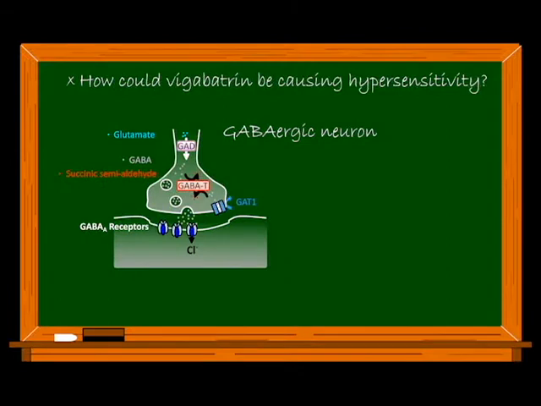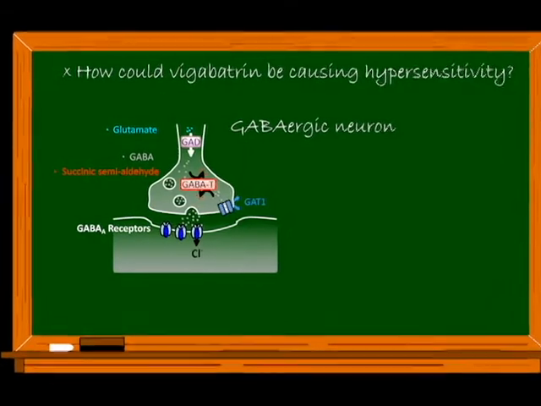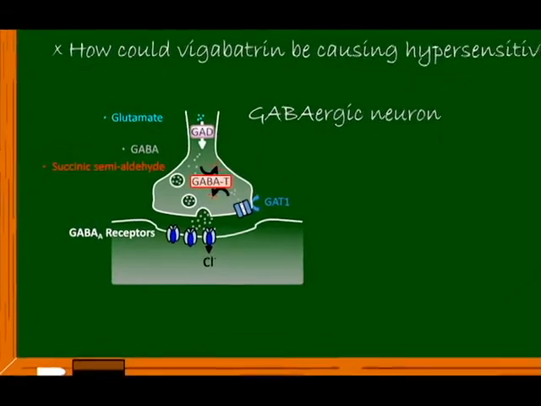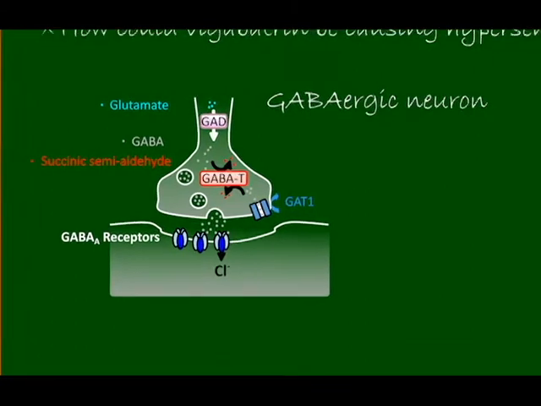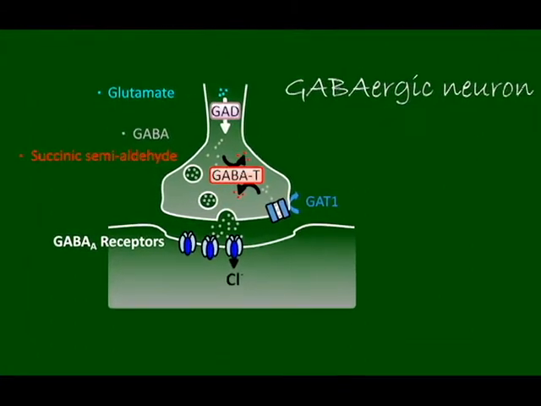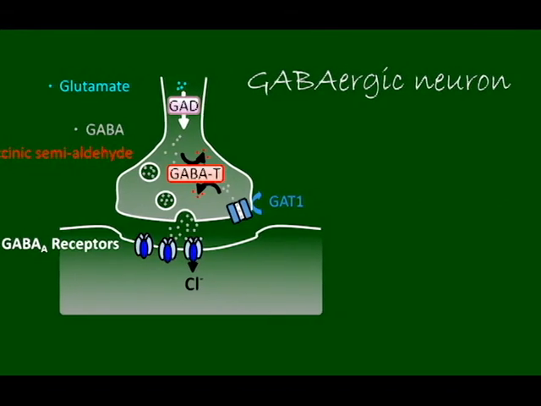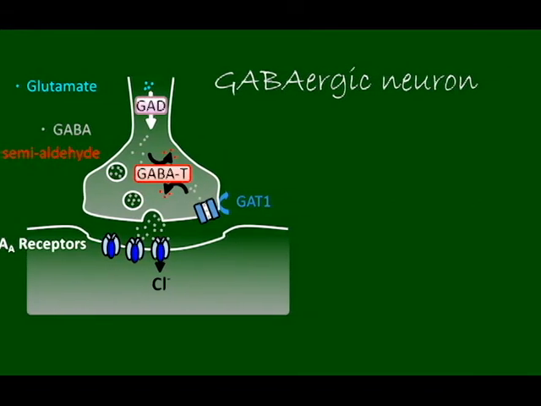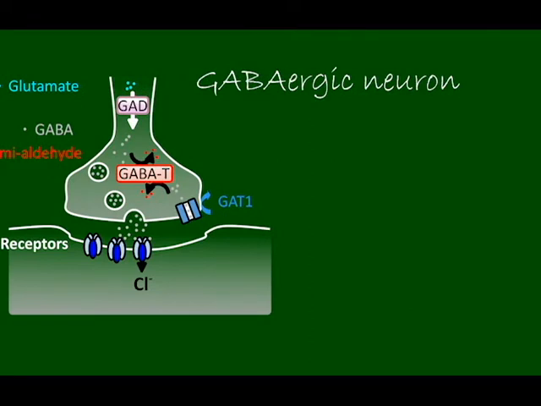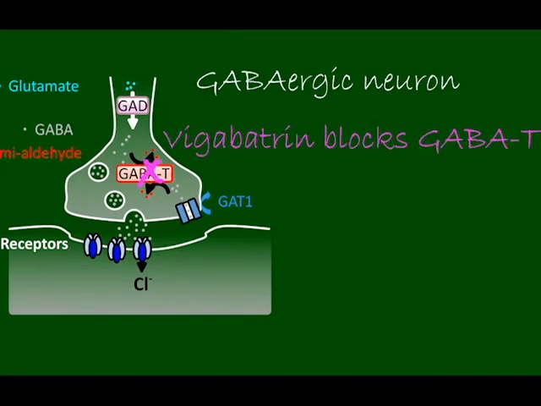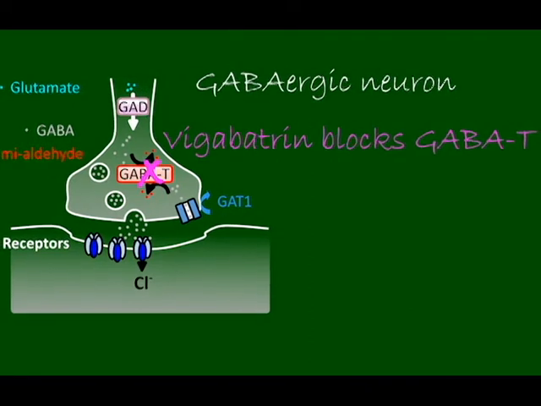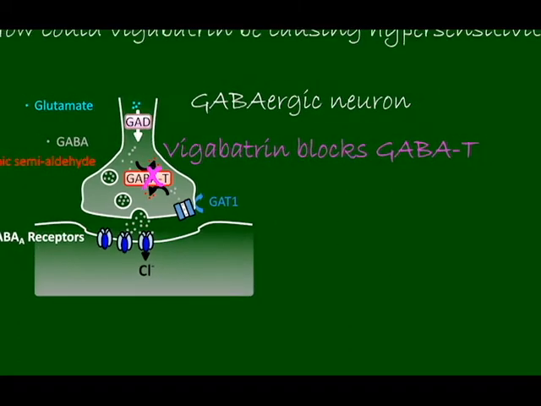So how could vigabatrin be causing hypersensitivity? Here I have a model of a neural GABAergic synapse. GABA is constantly formed by the enzyme GAD and broken down by the GABA transaminase enzyme, GABA-T. When GABA is released at the synapse, it is quickly transported back into the presynaptic neuron by the GABA transporter GAT1. Vigabatrin disrupts the regulation of GABA concentrations at the presynaptic neuron by inhibiting GABA transaminase.